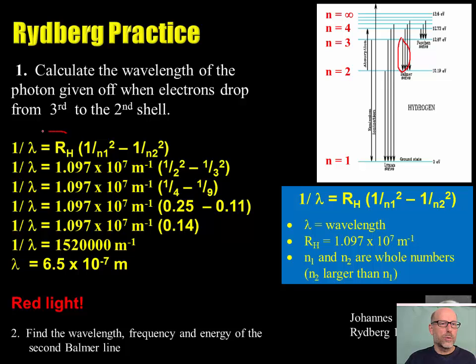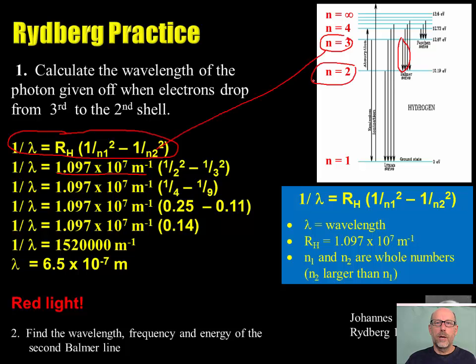First thing you want to do is write down the Rydberg equation and then start filling in what you know. RH, the Rydberg constant, is 1.097 times 10 to the 7th meters to the negative 1. And then that's times 1 over n1 squared minus 1 over n2 squared. So we have the third shell and the second shell. So we're always going to put the larger number there, and we are always going to put the smaller number here for n1.